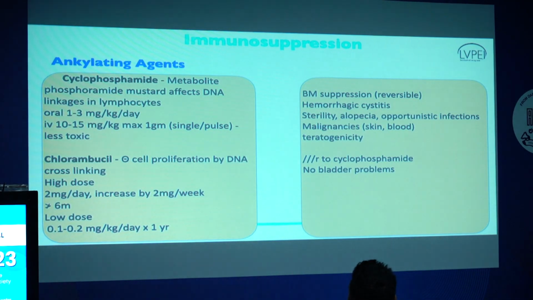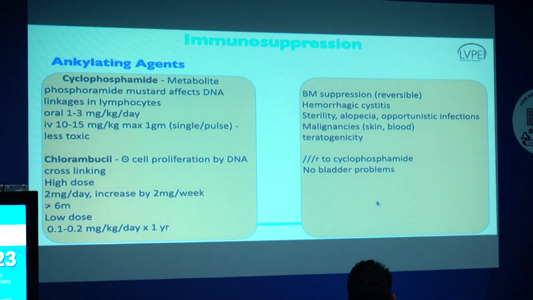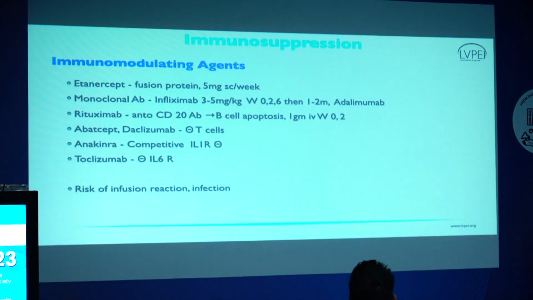The other drug that we could give is chlorambucil, and in the high dose it can be given at around 2 milligrams per day. In the low dose, if you have to give it for a longer period of time, it's about 0.1 to 0.2. The advantage that chlorambucil has over cyclophosphamide is that it doesn't have the bladder problem, so otherwise the side effects are very similar.